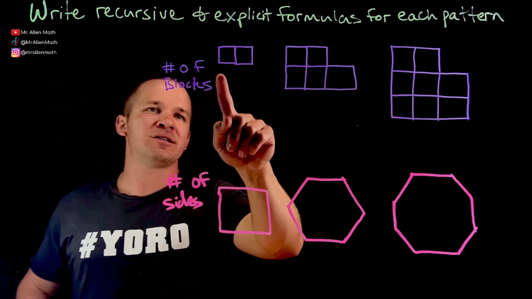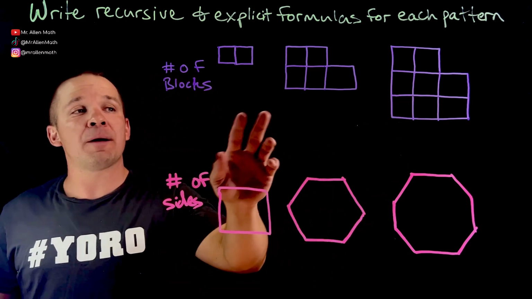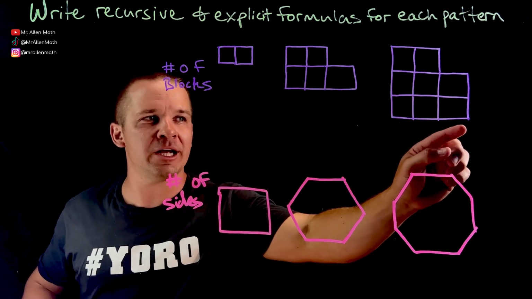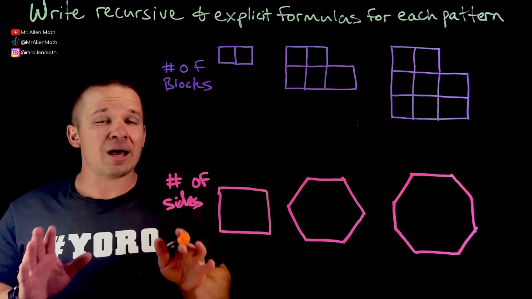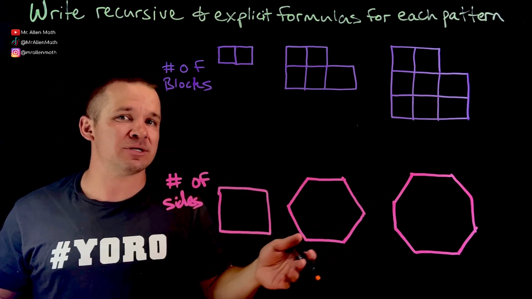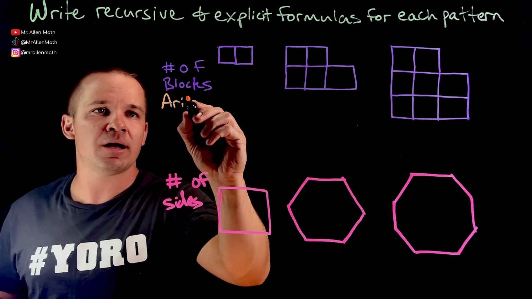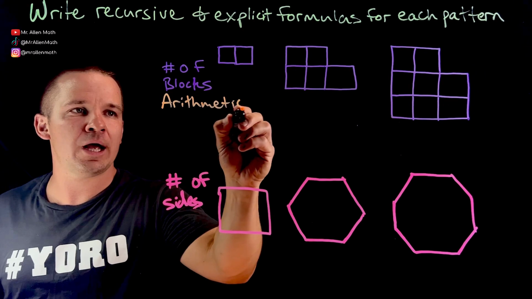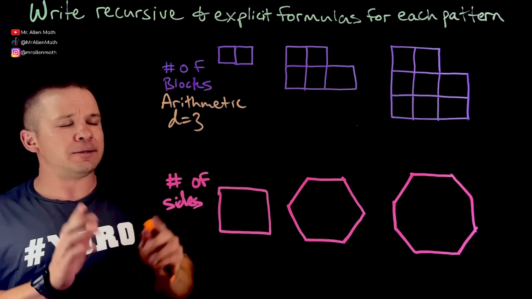What's happening? I start with 2, then I have 5, then I have 8. We're going up by 3. It's pretty clear that you're going up by 3 each time when you start isolating these little parts. So I'm going up by 3. That means that I'm dealing with an arithmetic sequence since I'm going up by a common difference. So I'm going to write down arithmetic here. Arithmetic, and d is equal to 3. We said our common difference is 3.